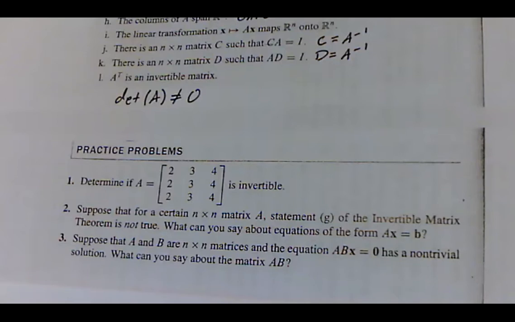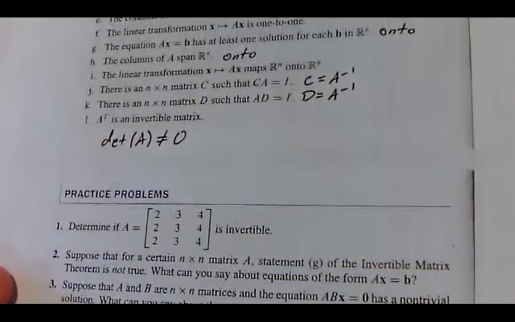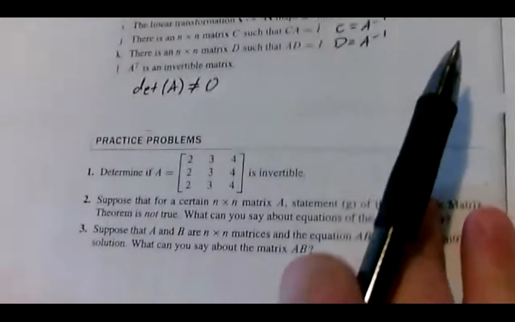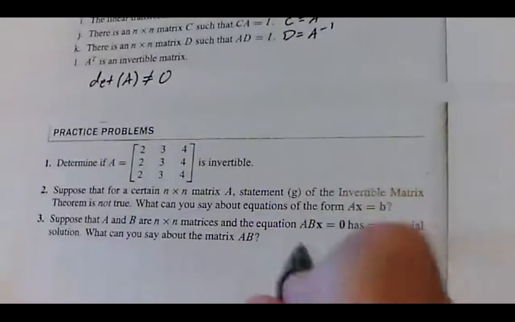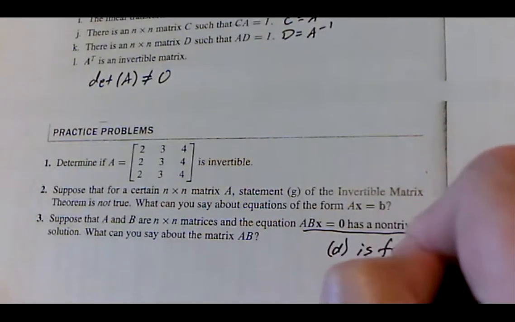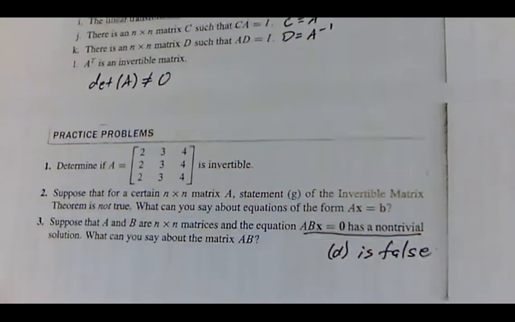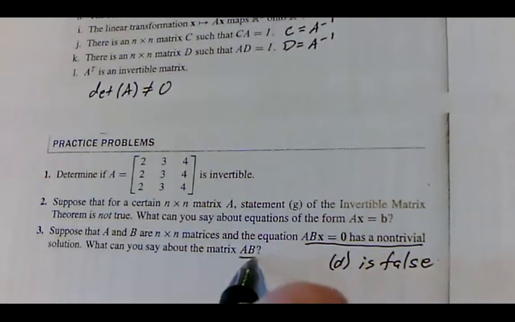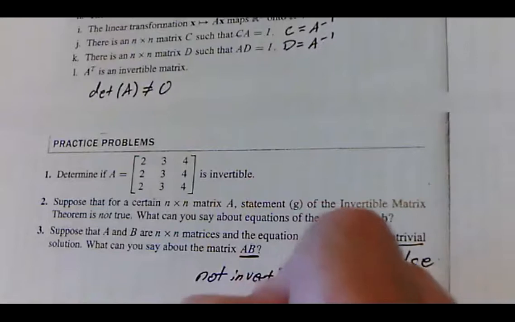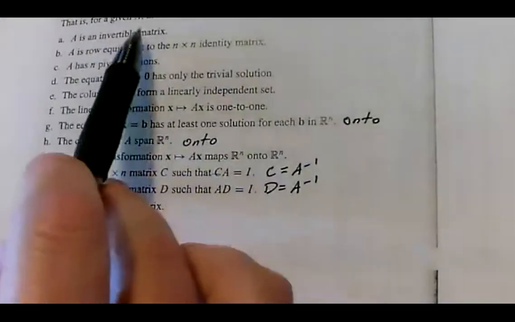And then practice problem 3 here. So you have A, B are n by n matrices, and the equation AB times X has a non-trivial solution. So if I have a non-trivial solution, go back up here, statement D, AX equals 0 has only the trivial solution, okay? So this statement here, ABX has a non-trivial solution, means that D is false, okay? And if D is false, everything is false. And so if D is false, then the matrix AB is not invertible, okay? Because statement A said that the matrix was invertible.